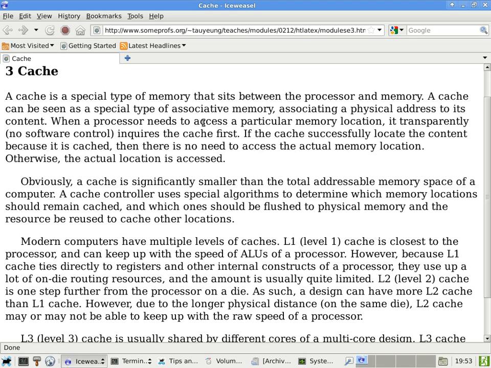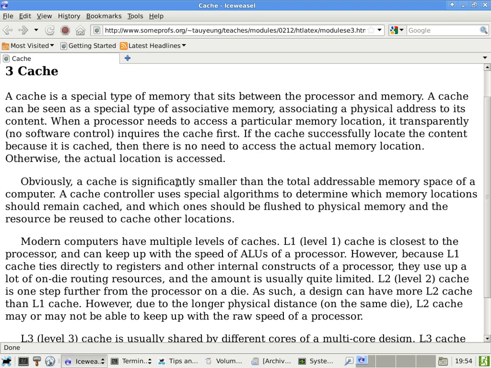When the processor needs to access a particular memory location, it transparently, in other words, in software you do not have any control, it will inquire the cache first. It will ask the cache, hey, do you have a local copy of page 88? If the cache replies and says, yes, I got page 88, then the cache can feed the processor, and that can be done a lot faster than memory. If the cache does not have that content, then something else has to happen, because we have to determine, do we want to throw away something else in the cache in order to get page 88 into the cache?